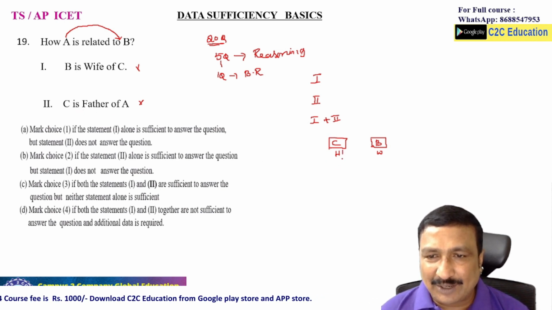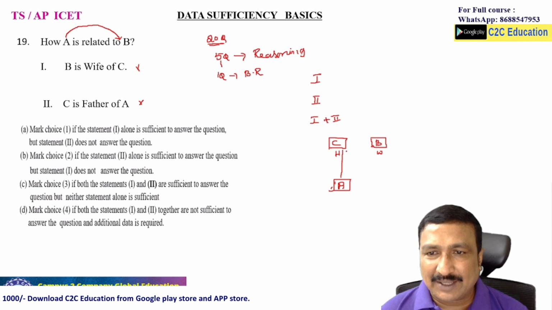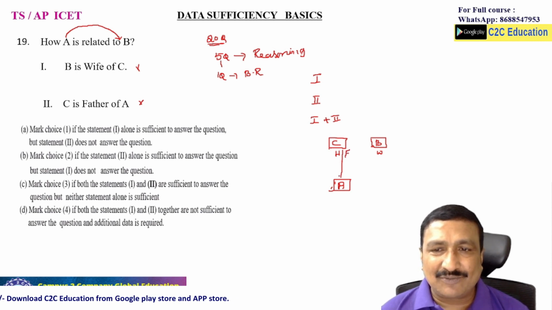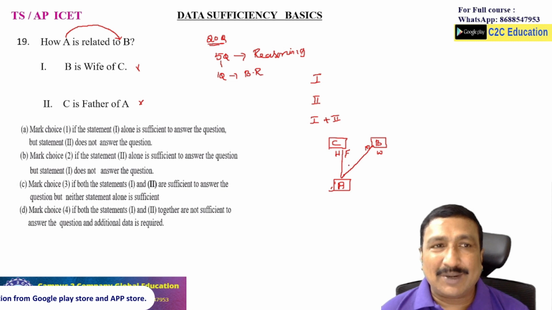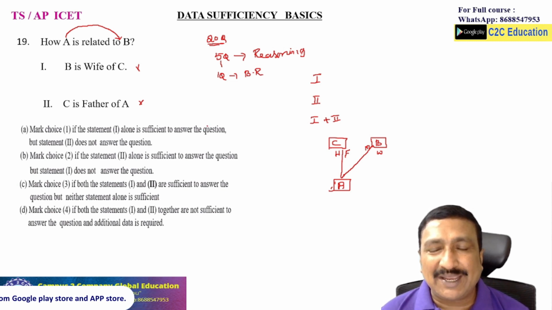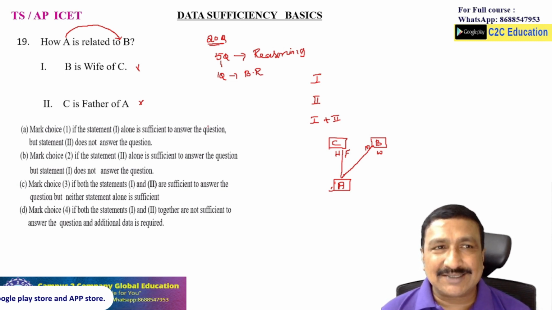C is the father of A means, according to the second statement, C is the father of A. Right friends, C is the father of A. And if you combine both, we can say B is the mother of A. But they are not asking how B is related to A. They are asking how A is related to B.